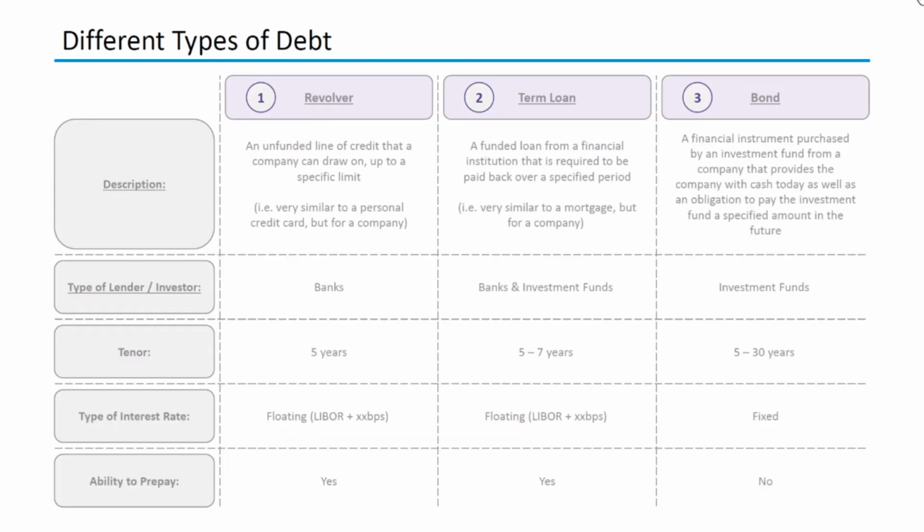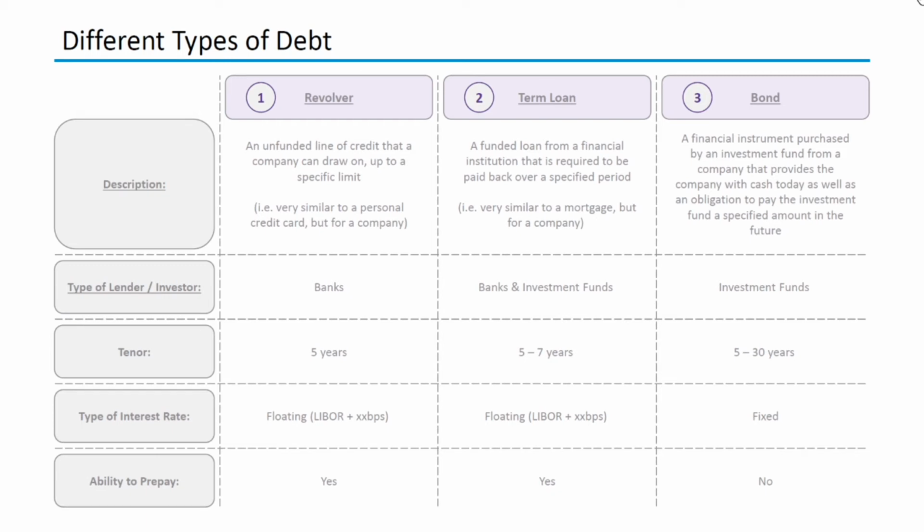Now let's take a look at a few different types of debt. In this video, we're going to go over the three most common, and those include the revolver, the term loan, and a bond. And for each type of debt, I'm going to give a description as well as talk about a few unique characteristics so we can compare and contrast each type.